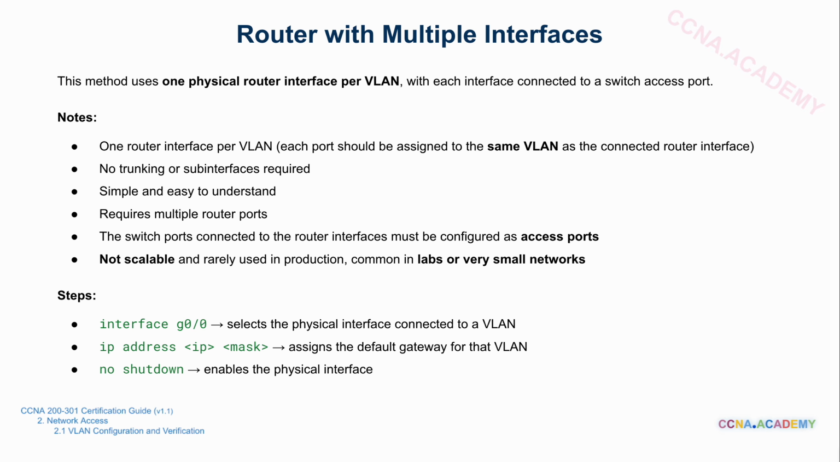This inter-VLAN routing method uses a separate physical router interface for each VLAN. Each router interface connects to a switch access port that belongs to a single VLAN. That router interface is assigned an IP address, which becomes the default gateway for devices in that VLAN. Because each interface connects to only one VLAN, there is no need for trunking or VLAN tagging, which makes the design very simple and easy to understand. However, this simplicity comes at a cost. Every additional VLAN requires another physical router interface and switch port. As a result, this method does not scale well and is mainly used in labs or very small networks.